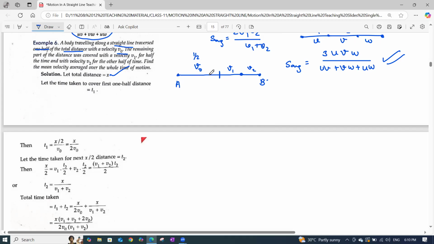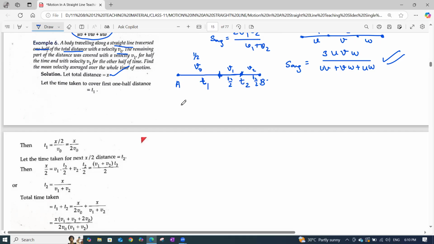Now this half of the distance it traveled with some time. Let us take it as t1. And remaining half total distance, let us take it as t2. That is the total time. T1 is the total time taken to cover half of the distance and T2 is the time taken to cover remaining half of the distance. Again, here again there is half. So it will be T2 by 2. This one also it will be T2 by 2. Don't get confused. Okay, T2 by 2, T2 by 2.